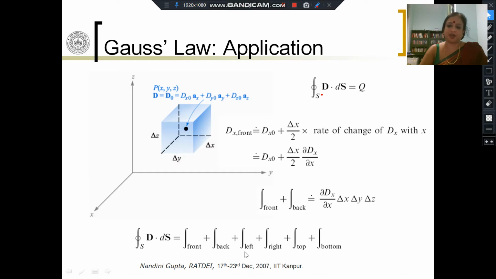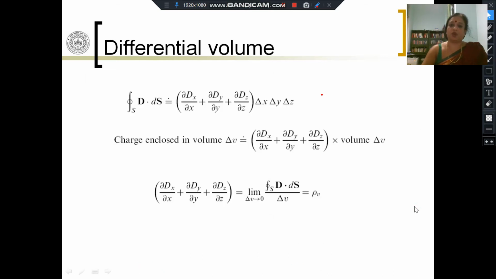Similarly, we can find the contribution from the left and right faces and the top and bottom faces. Left and right faces would have a del y variation, and the top and bottom faces would have a del z variation. So now I take the integral over the entire six faces, which brings me to this quantity within brackets multiplied by delta x, delta y, delta z. What is delta x, delta y, delta z? This is nothing but the volume of the cube. So I replace this with volume delta v.